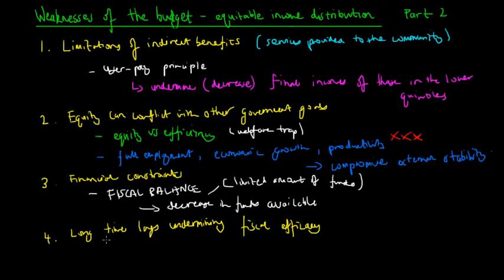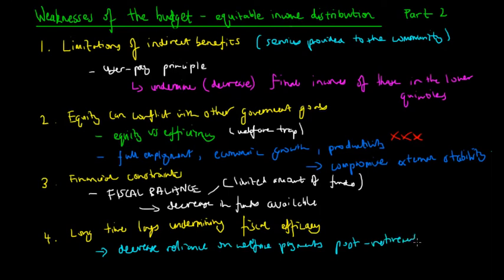And lastly, we have long time lags that may result in an undermining of policy effectiveness. So for example, the government has tried to decrease reliance on welfare payments after people have retired, so post-retirement, by implementing this superannuation charge.